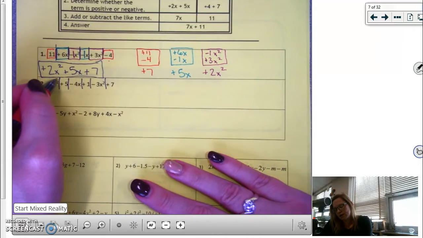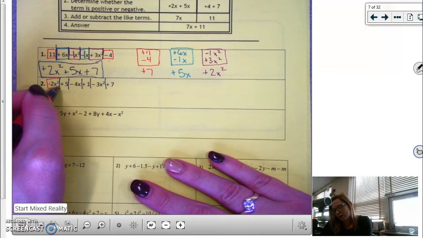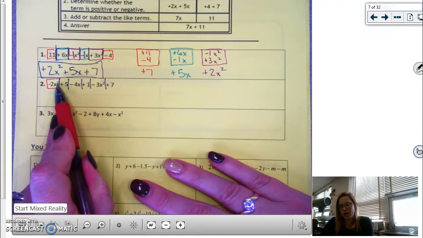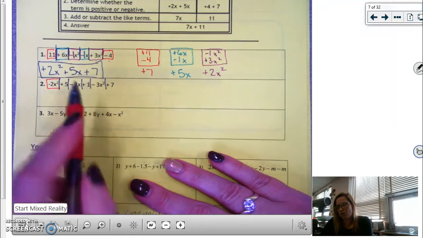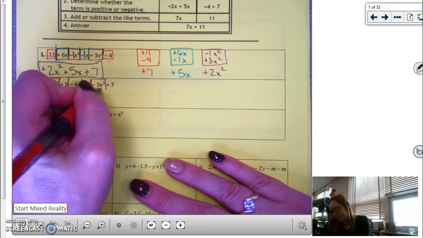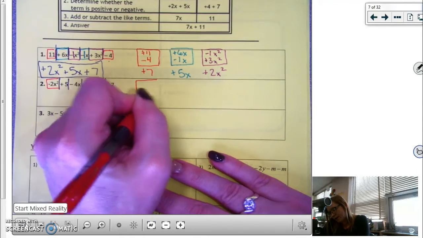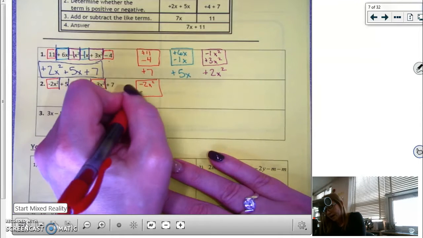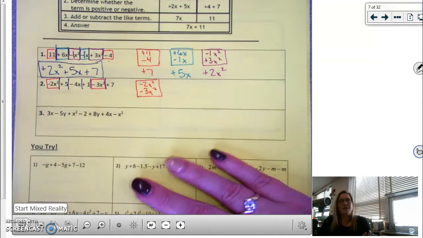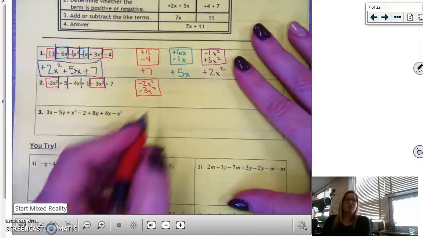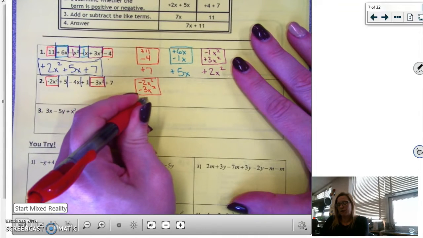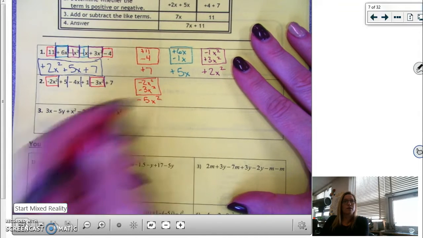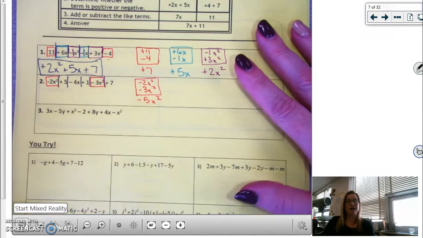So the first one is a negative 2x squared. Are there any other x squares? No, no, no, and yes. Draw your box. And then I have negative 2x squared and negative 3x squared. Same signs add. So negative 2 and negative 3 would leave me with negative 5x squared, and I'm done. I combined that.